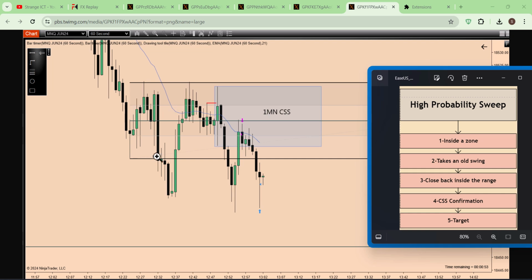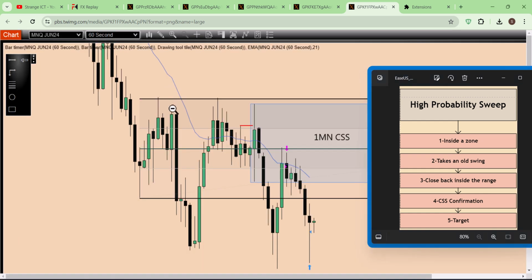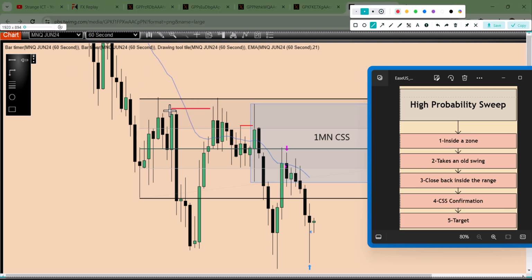So we are inside the zone, right? Here, from this low to this high. Price runs an old high right here. Here, as you can see. So we have a run above this old high, and then we closed below it. We also have the CSS confirmation right here. So now this becomes a zone.